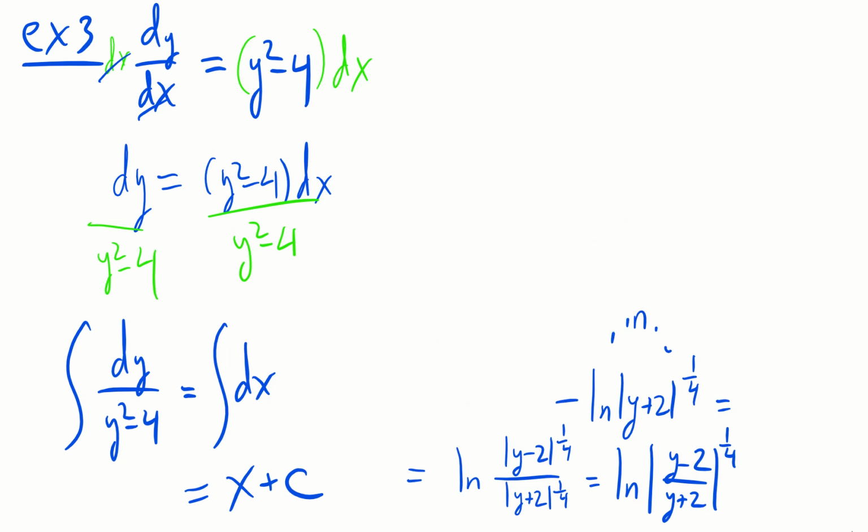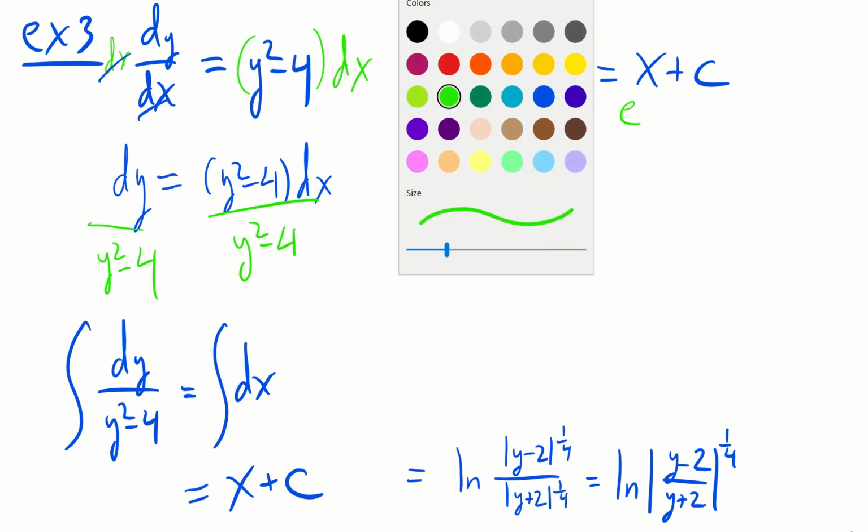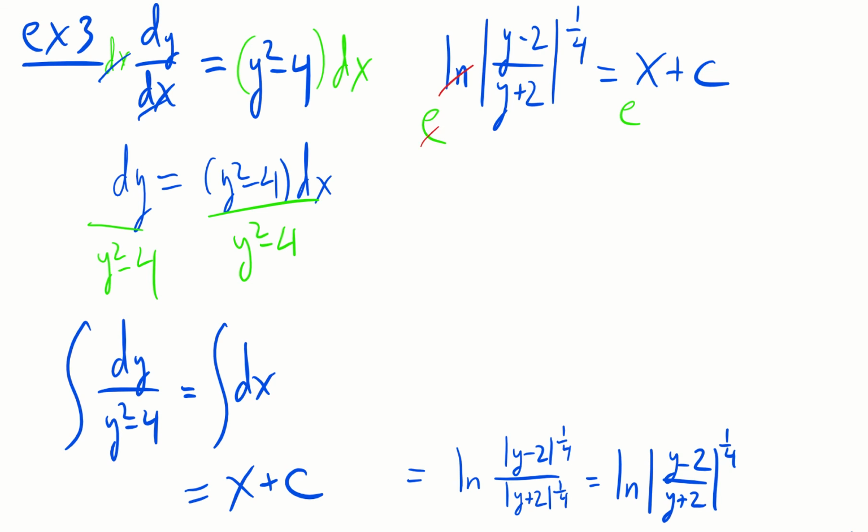So the solution to our differential equation is the following. The ln of the absolute value of y minus 2 divided by y plus 2, raised to the 1/4 power, is equal to x plus c. And this is an equation where we can actually explicitly solve for y. To get rid of the natural log, we would want to raise both sides as a power of e. The e and the ln would then cancel.